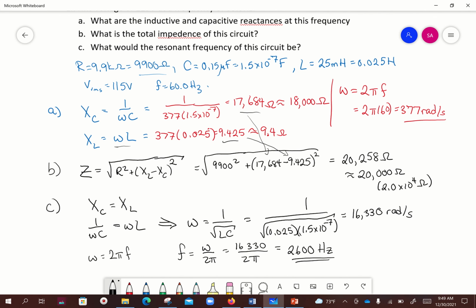So on the problem, the way that this is stated, I would have accepted either because I didn't state whether it had to be in hertz or in radians per second. But if the problem were to ask you what's the resonant frequency in hertz, then you would have to do that last conversion.